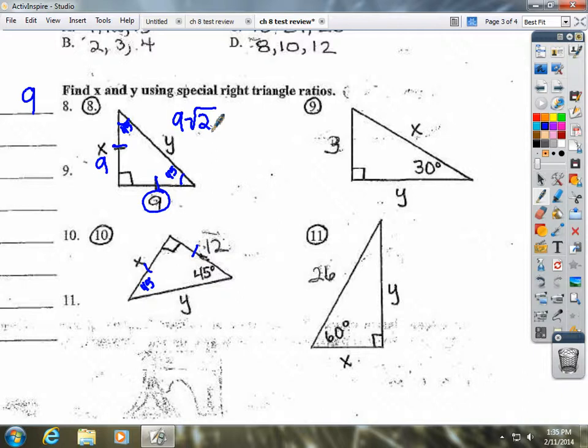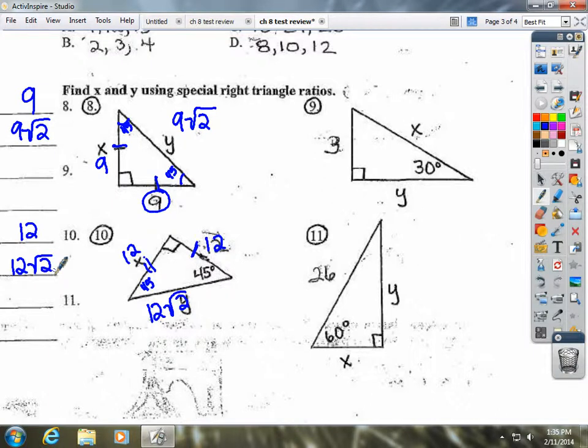Down here at number 10, this side is 12. And because these two are equal, this side is 12. And this side is going to be whatever the leg is times the square root of 2. So I have 12 and 12 times the square root of 2. Please remember that.